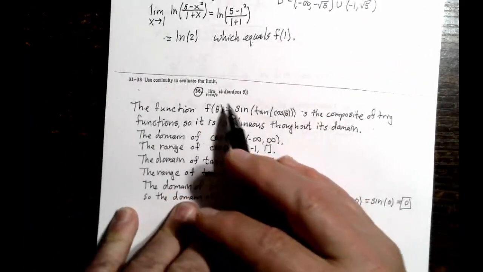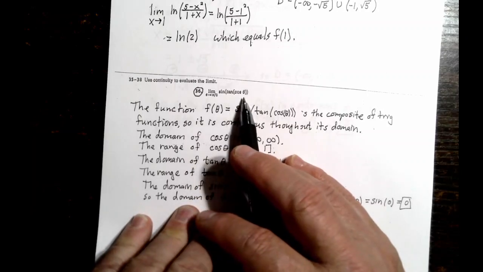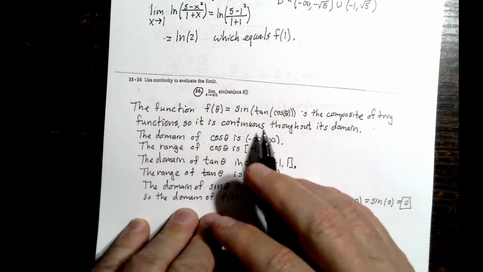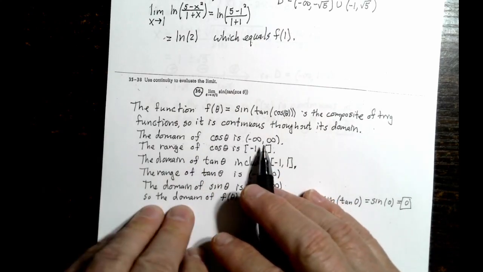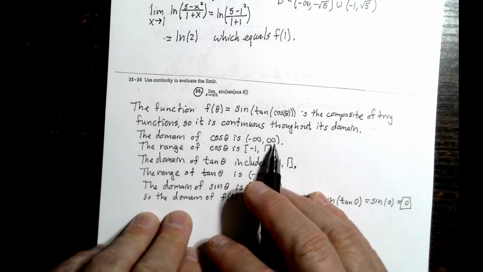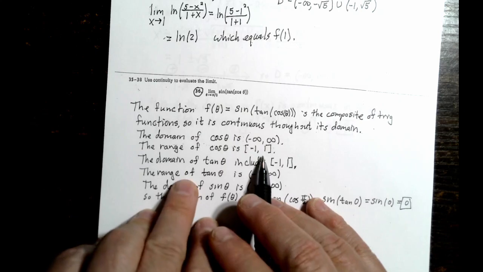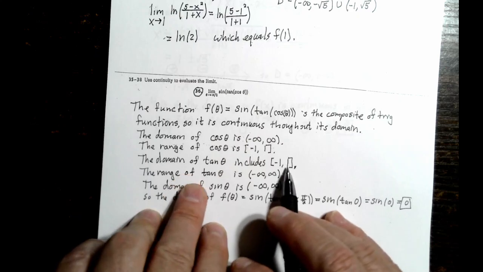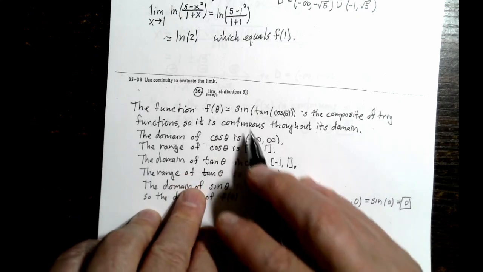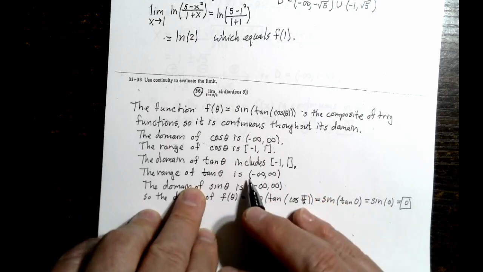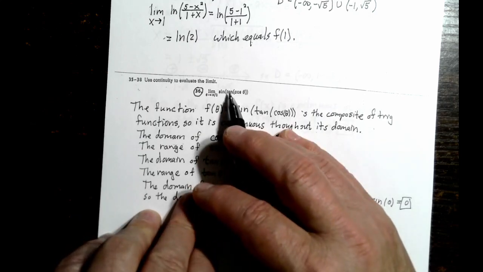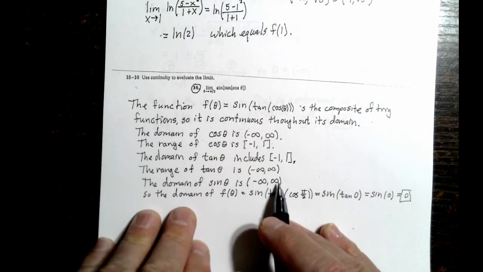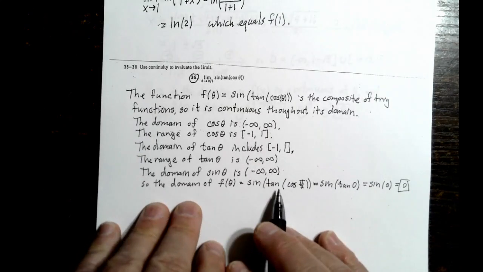36 is a bit tricky because you're taking the limit of a composite function, so sine of tangent of cosine. Well, cosine has a domain of minus infinity to infinity. Okay, and the range of cosine is minus 1 to 1, and that becomes the domain of the next function, tangent. And the domain of tangent includes those numbers. That's not a problem. And when you plug those numbers into tangent, you get anything from minus infinity to infinity. And that range for tangent becomes the domain for sine, which it is. Sine's domain is everything.